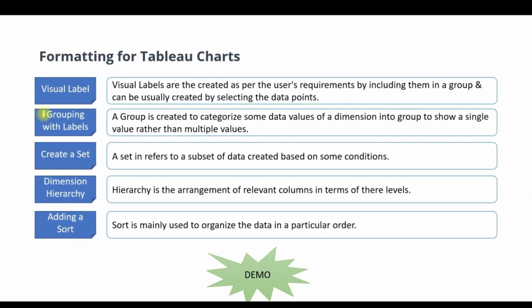Next formatting option comes as grouping with labels. Grouping with labels basically needs to create the groups of the raw data. When we say creating groups, a group is basically created to categorize some data values of a dimension into a group so that we can show a single value of the data rather than showing the multiple values in the data set. So let's see how to do it in Tableau.